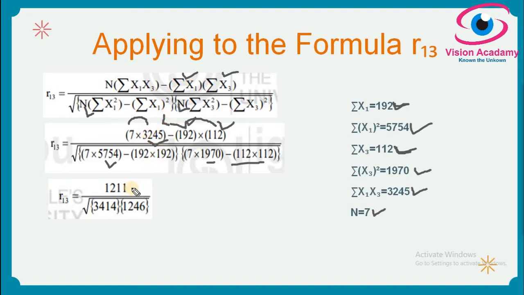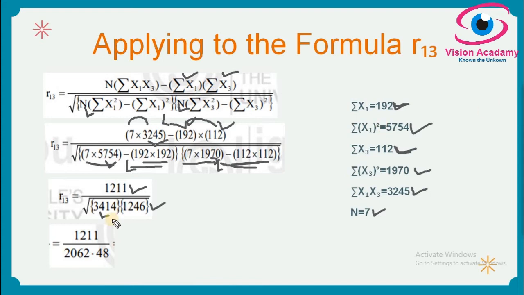Then I got 1211. In the denominator, firstly I will multiply 7 into 5754 and keep that value aside, and then I will multiply 192 into 192. Then I will subtract the second value from the first. So I got 3414. Here I will do the same thing, 7 into 1970 and 112 into 112. Thereafter I will subtract this value from this value. When I did that, I got 1246. So I shall move on to the next step.